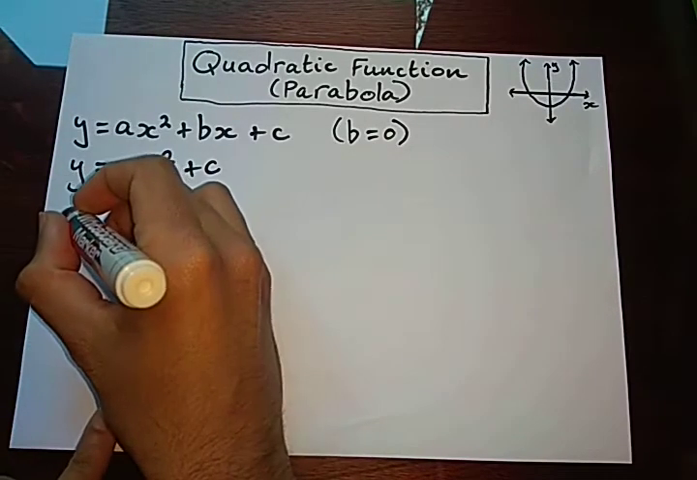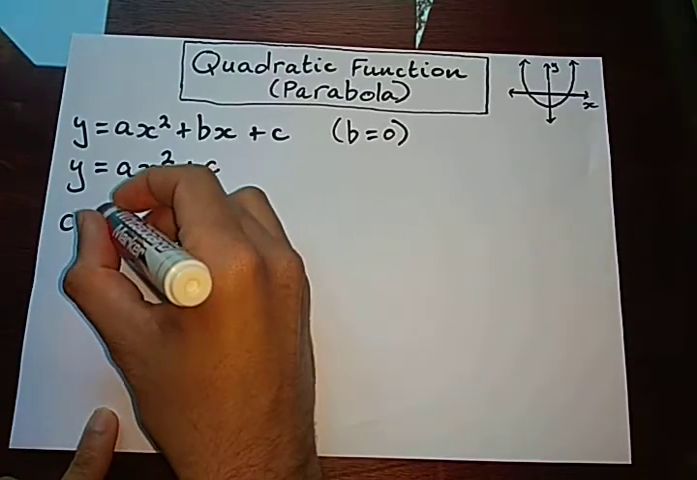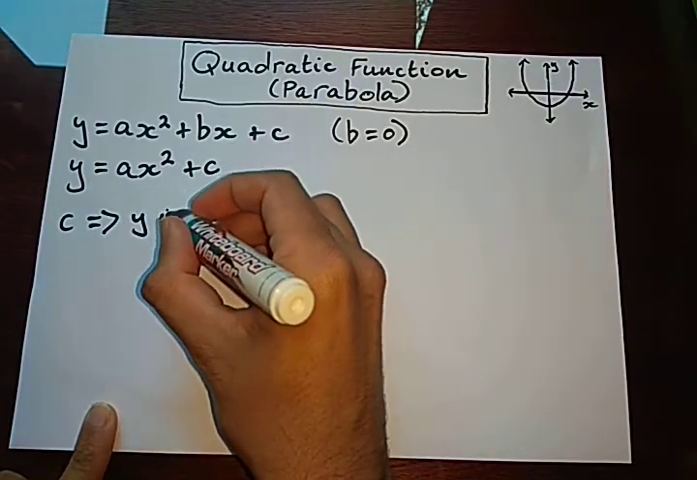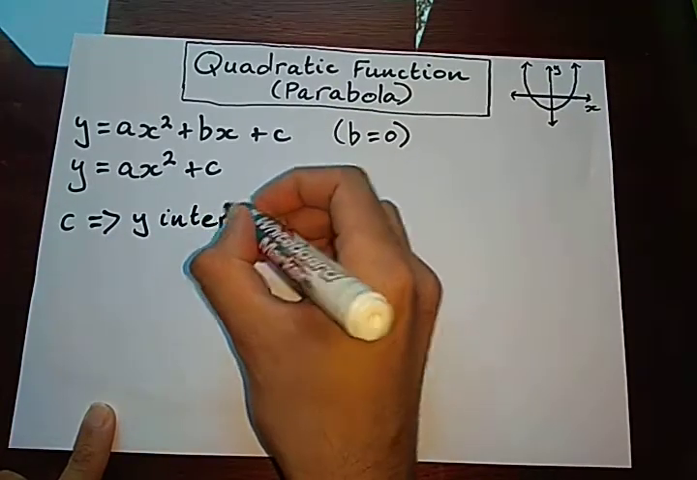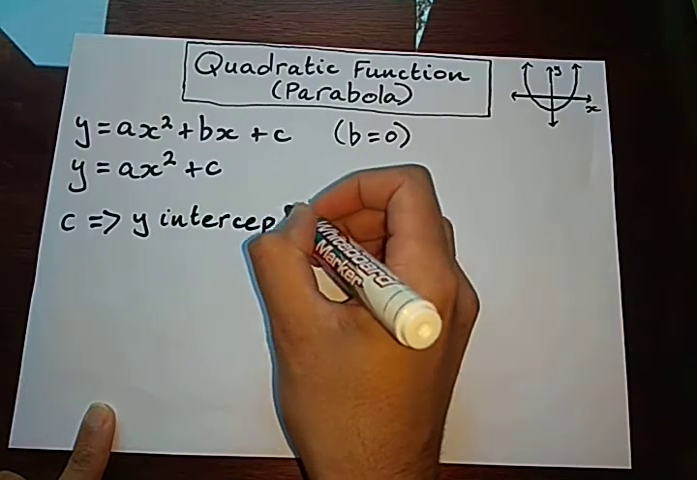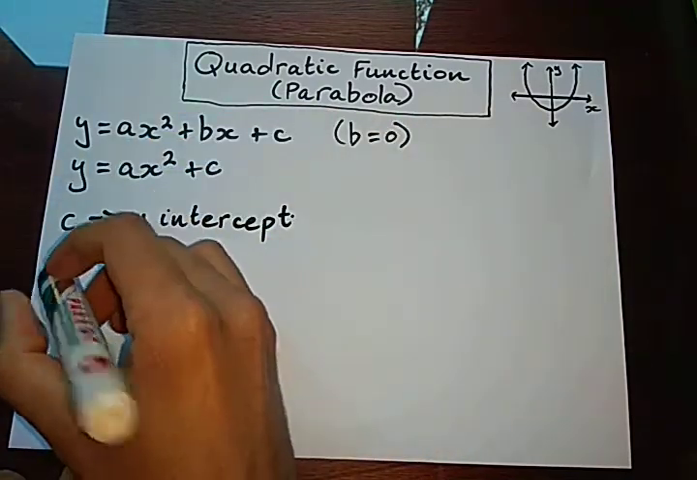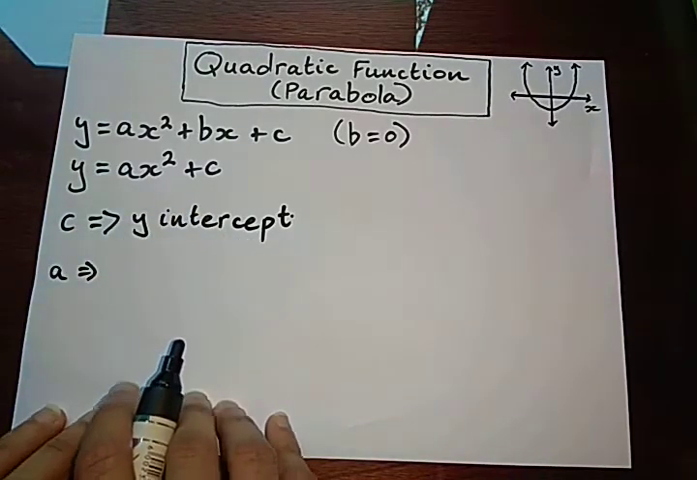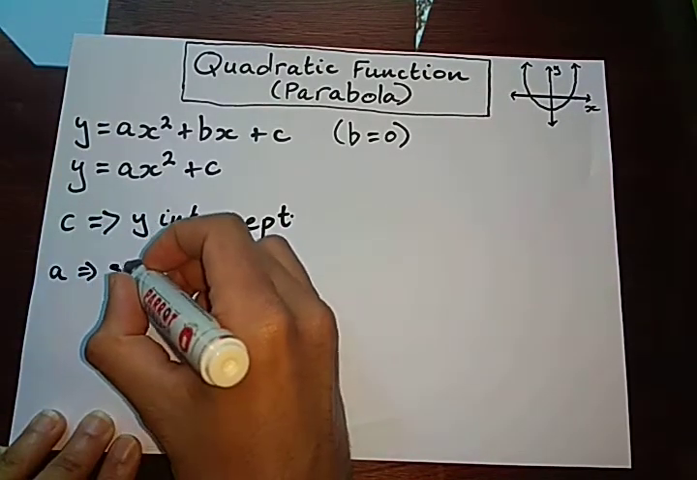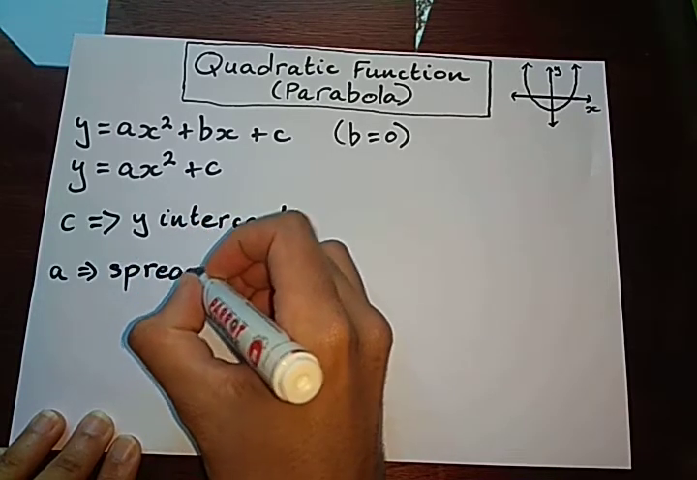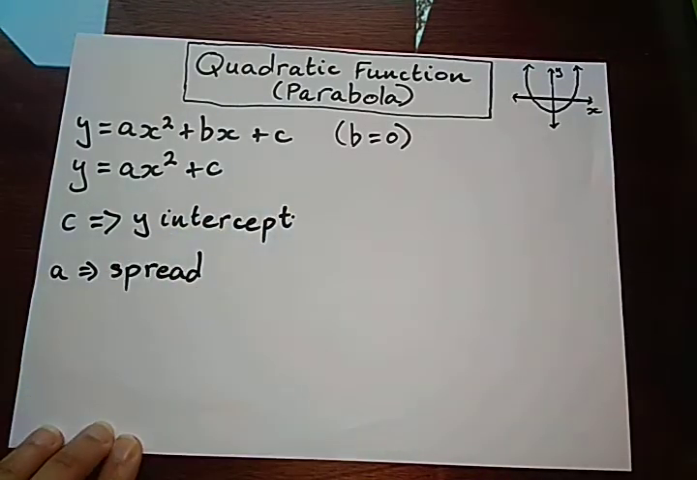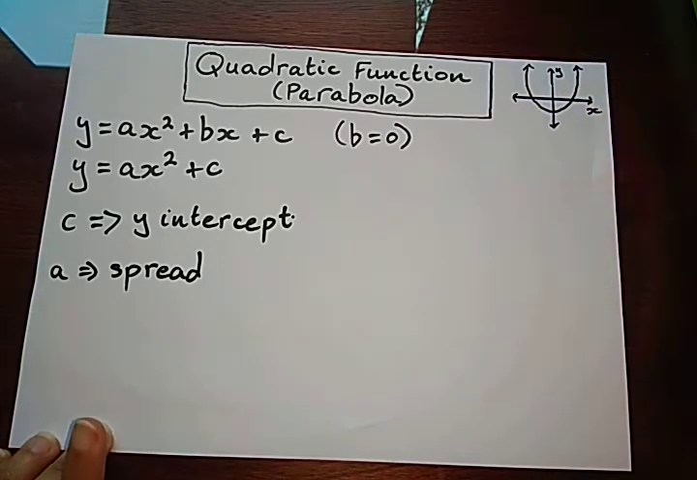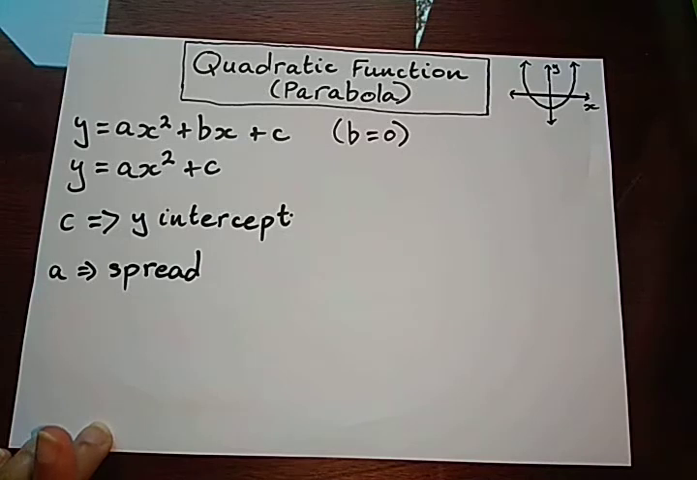The c value, which is identical to our straight line c value, represents the y-intercept, where the graph cuts the y-axis. The a value for our parabola is what I like to call the spread. And this value directly impacts how far apart these arms are going to travel away from each other. The bigger the a value, the wider apart the arms will be.